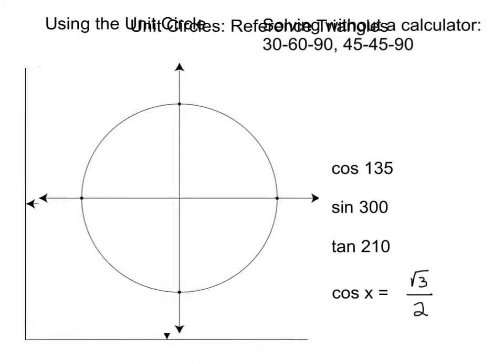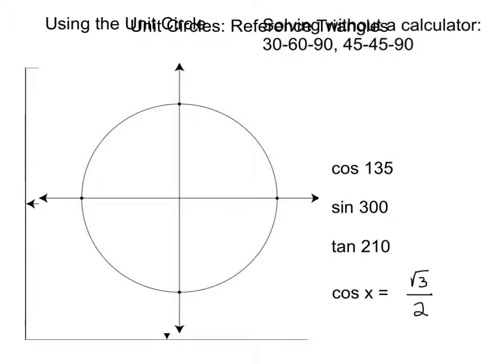So the next thing here is, okay, now we have the idea of reference triangles, how are we going to use them? We're going to use them to solve problems, especially without a calculator. If you have a calculator, cosine 135 is just a few buttons away. But if you don't, and we usually don't want to always be able to use a calculator, we want to be able to solve this without a calculator.